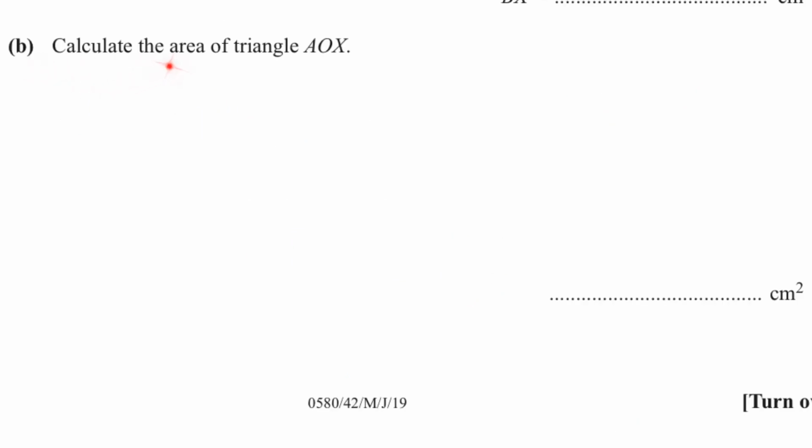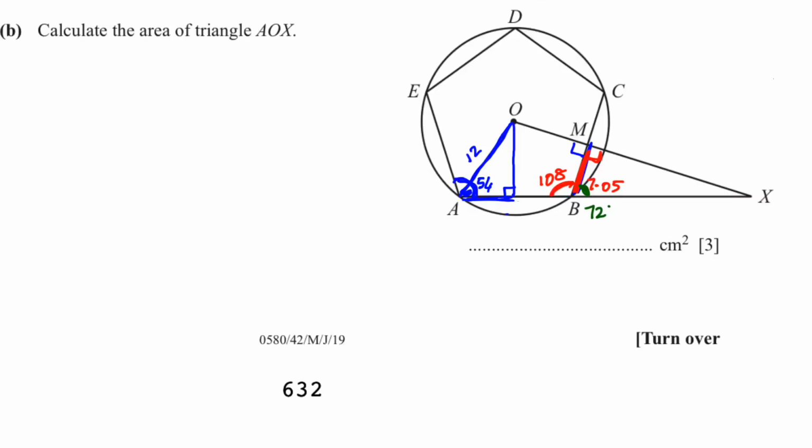In part B, we are supposed to calculate the area of triangle AOX. So this is the area you need to find. As it is not a right angle triangle, we cannot use half times base times height. We have to use another formula, which is half ab sine C. a and b are your sides, and sine C is your included angle.